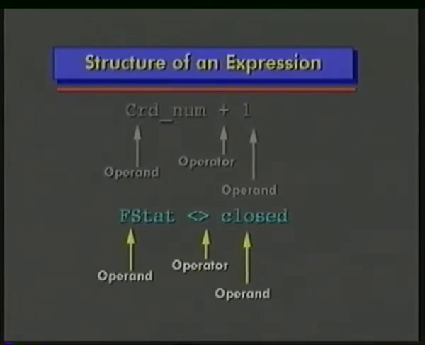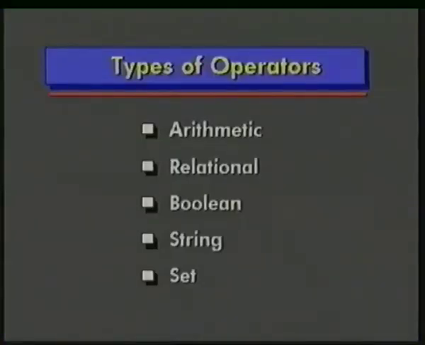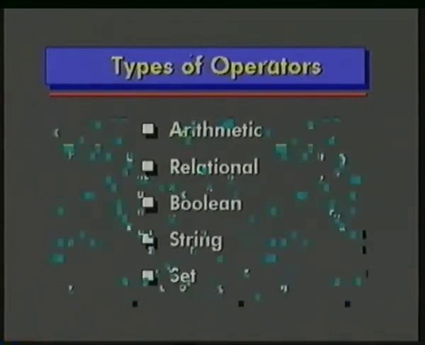The card file program contains a great example of a compound expression right here. Even a compound expression such as this one evaluates to a single value, which in this case will be either true or false. For the overall expression to be true, both conditions must be true. Now that we've seen several examples of expressions, we're ready to move on to a discussion of the operators that make them work. As you can see, Turbo Pascal contains 5 frequently used types of operators.